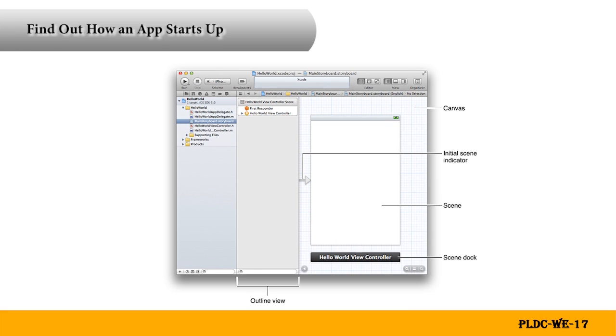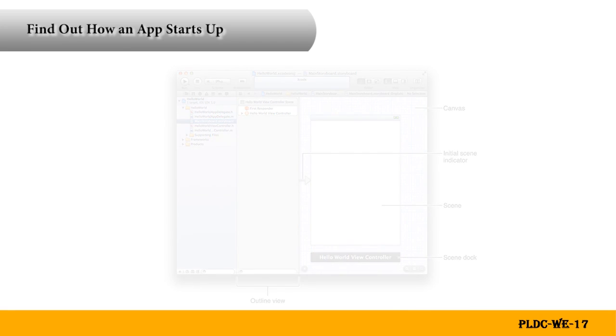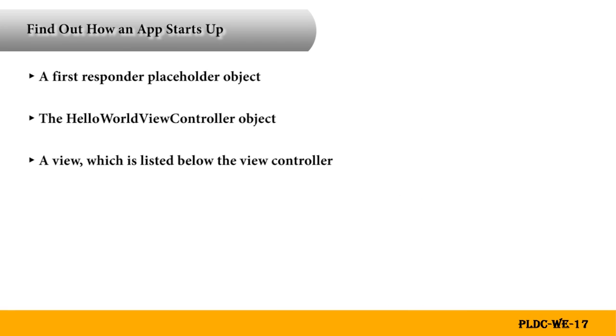The scene that you see on the canvas is named Hello World View Controller because it is managed by the HelloWorldViewController object. The Hello World View Controller scene consists of a few items that are displayed in the Xcode outline view, which is the pane that appears between the canvas and the Project Navigator. Right now, the view controller consists of the following items: a first responder placeholder object, represented by an orange cube.